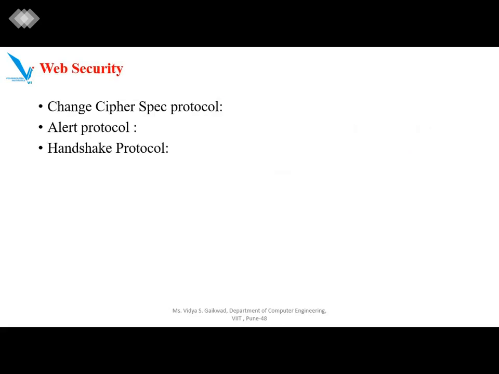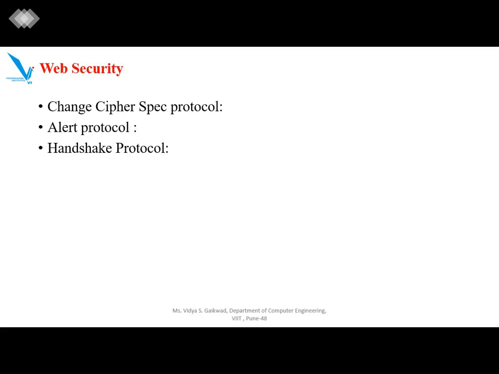Now let's see the change cipher spec protocol. This is the simplest SSL protocol. This message is sent by both the server and the client to inform the other party that subsequent records will be protected under the just negotiated cipher spec and keys. It consists of a single message. The message consists of a single byte value of 1. The message is encrypted and compressed under the current cipher spec.